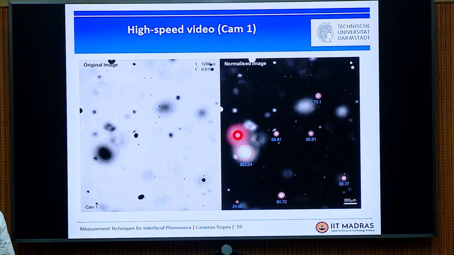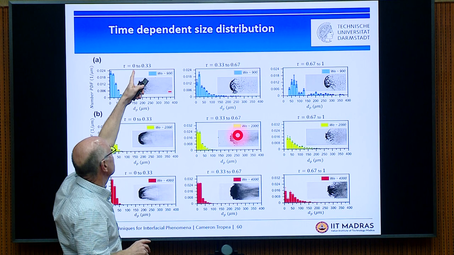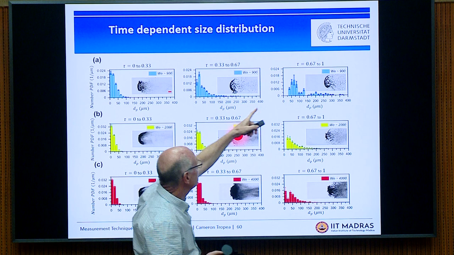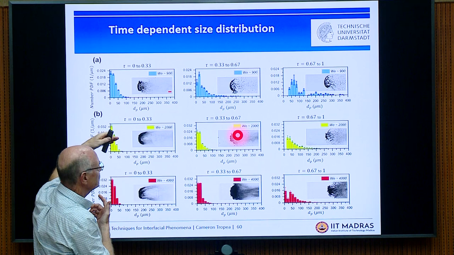Okay, but now, this is at different times, the entire process between 0 and 1. The big particles come at the end and the small particles come at the beginning, and I think this was different Faber numbers or something, I don't know. Okay, so this is rather simple.